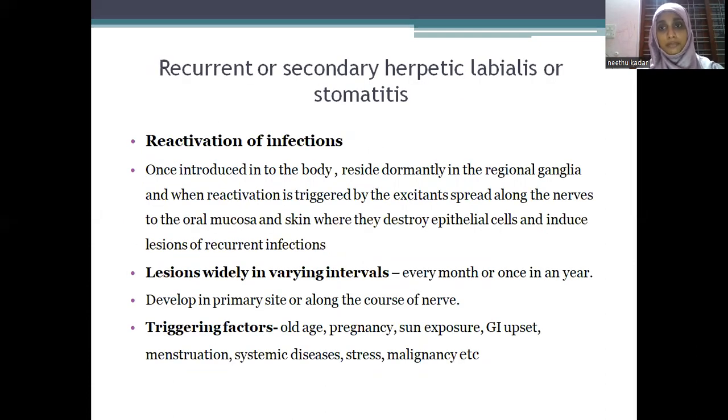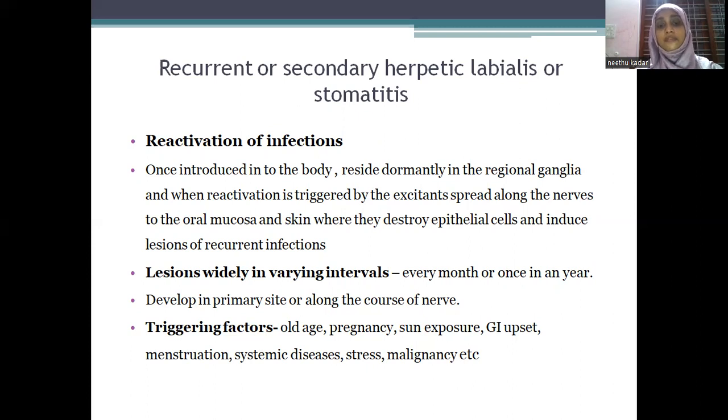Recurrent or secondary herpetic infections occur once the virus has been introduced into the body. It resides commonly in the regional ganglia, and when reactivation is triggered by excitants, it spreads along the nerves to the oral mucosa and skin, where it destroys the epithelial cells and induces lesions of recurrent infection. The lesions arise at varying intervals, every month or once in a year, at the primary site or along the course of the nerve.